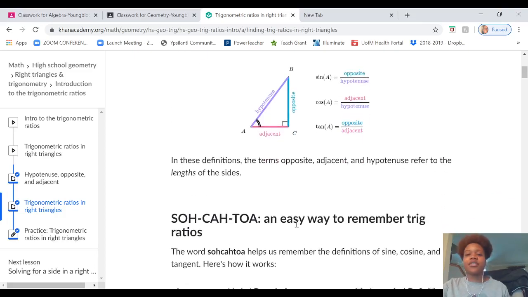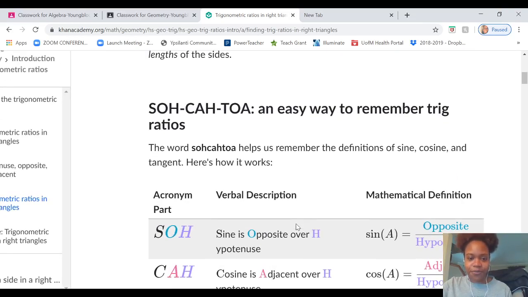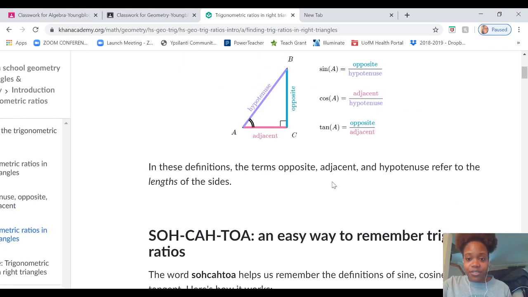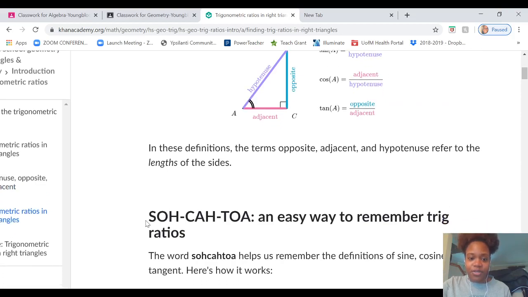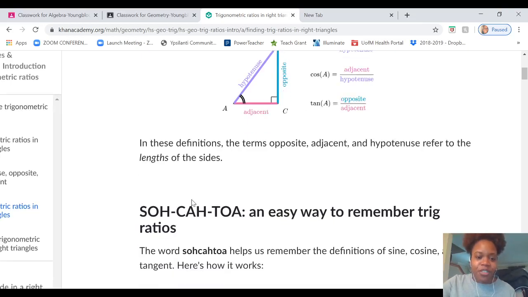It sounds really confusing, but when you get the hang of it, you're literally just plugging in numbers for this first part. So an easy way to remember these complicated ratios is something called SOHCAHTOA. It's just something we use to remember these ratios because it can be kind of confusing if you don't remember what order they're supposed to go in.